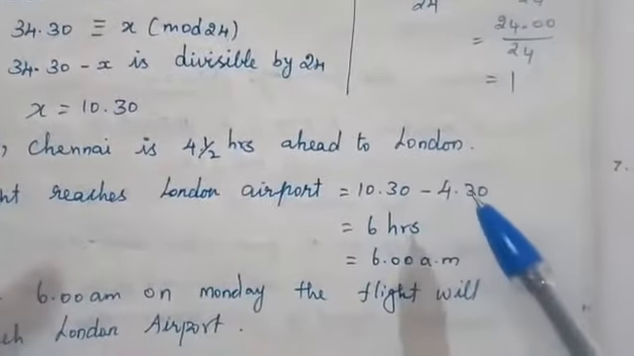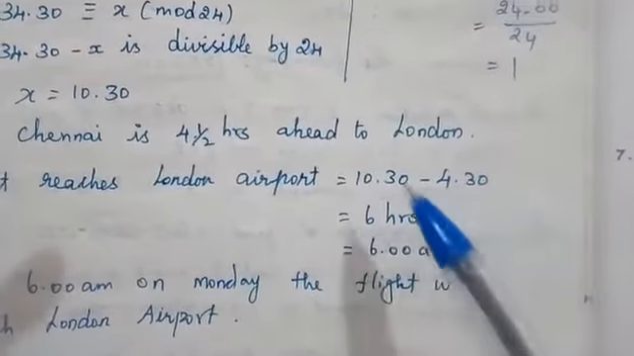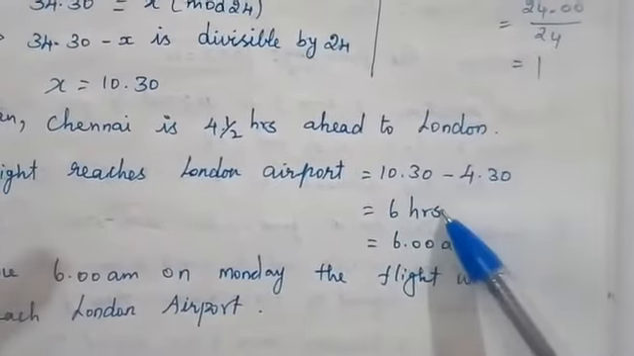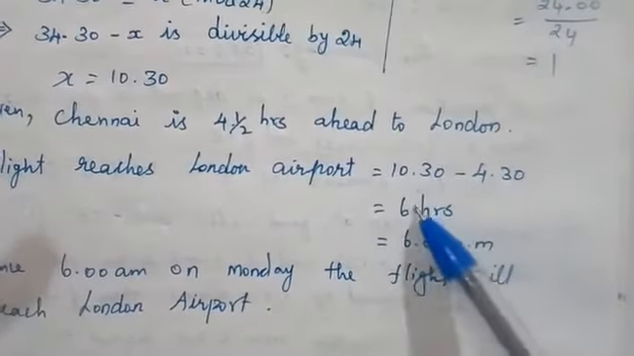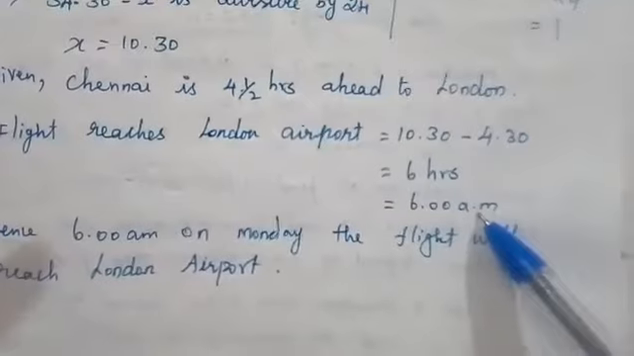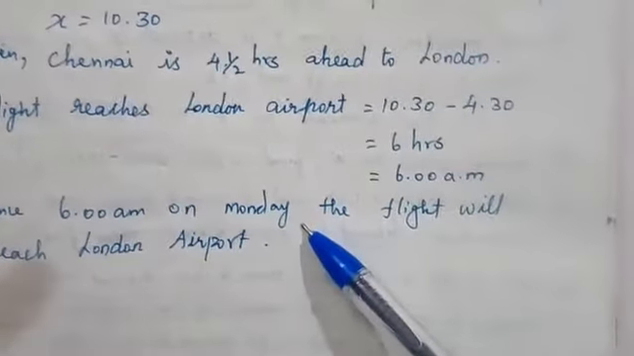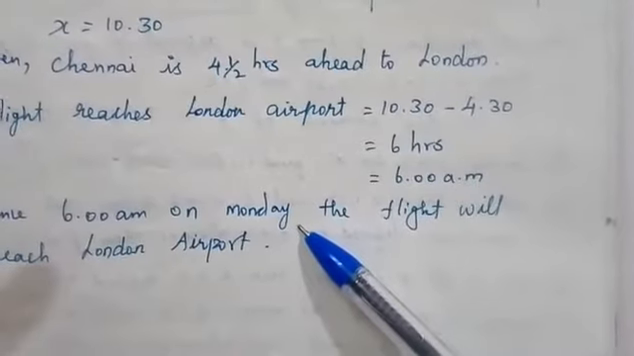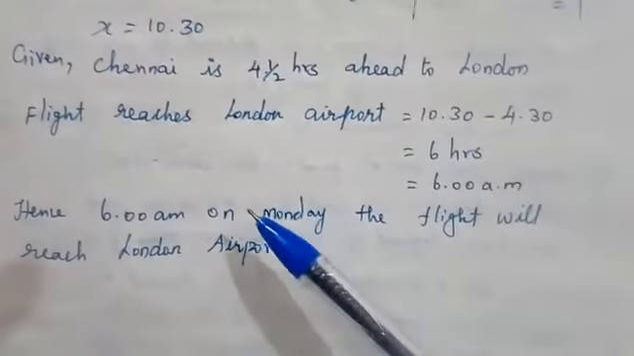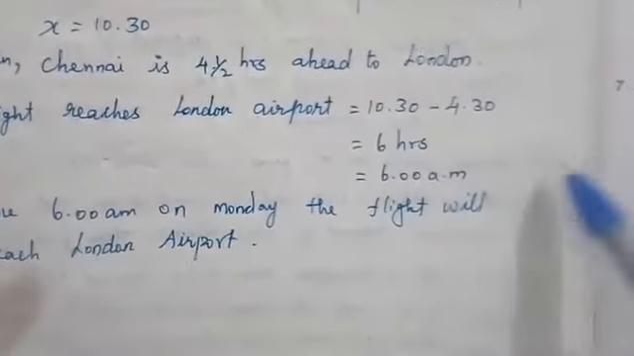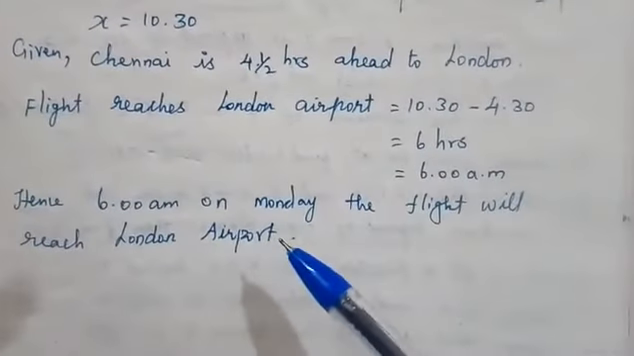Since it is the faster time by 4:30, you have to subtract, so it is 6 hours. 6 hours means 6 a.m., as it is below 12. So it is 6 a.m. on Monday, since the travel started on Sunday. Hence the flight will reach London airport at 6 a.m. on Monday.